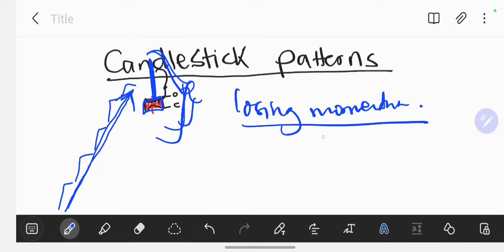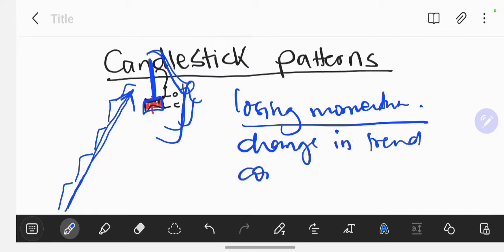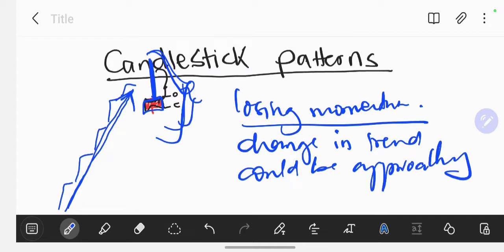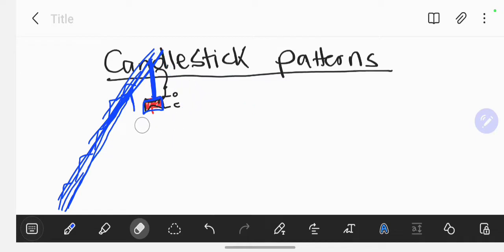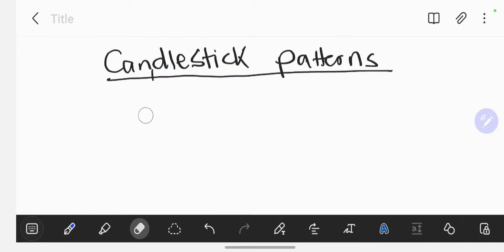If they are losing momentum, it means a change in trend could be approaching, because we can see that the buyers are no longer fully in control. If they were fully in control, they would continue forming this nice uptrend with the blue bars. But now when you're seeing this pin bar, it could be a change. The rejection bar tells me that whoever was in control is starting to lose their touch, because here we're talking about the bulls.